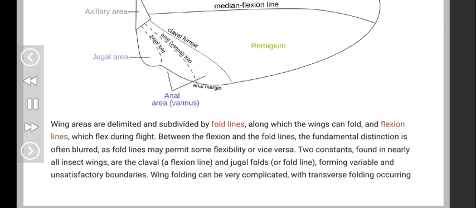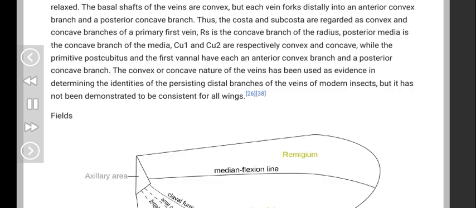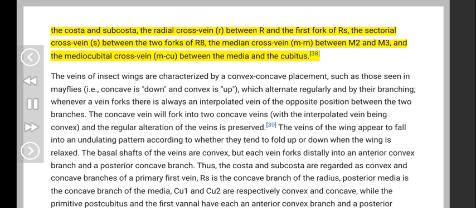The more constant cross veins are the humeral cross vein h between the costa and subcosta, the radial cross vein r between R and the first fork of Rs, the sectorial cross vein s between the two forks of Rs, the median cross vein m-m between M2 and M3, and the mediocubital cross vein m-cu between the media and the cubitus.